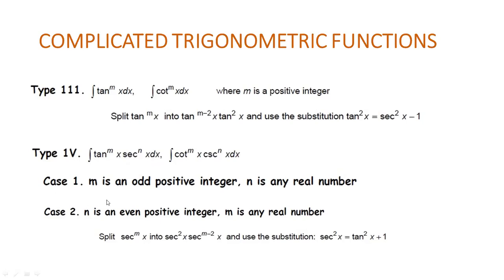So for case 1, if m is odd, then n is any real number. This n could be any real number, and this one is odd. So it could be that the tangent squared here will be set aside or split, or it could be that the secant squared here should be set aside and split into two, and convert the remaining secant to an equivalent tangent.